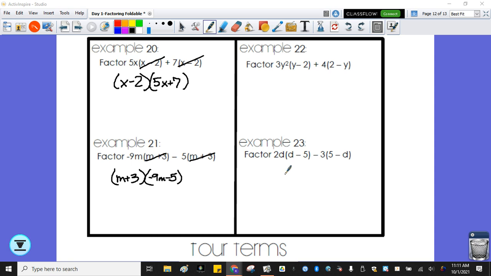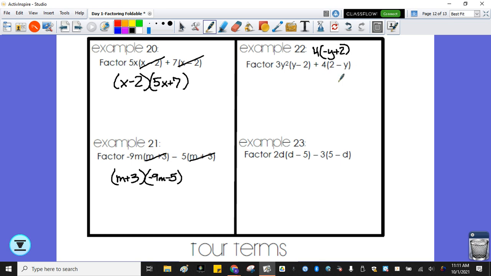Okay, in 22 and 23, they're not the same. Y minus 2, 2 minus y. Wait, what's the difference? This is saying negative y plus 2, and this is saying y minus 2. So you just throw the whole problem away?